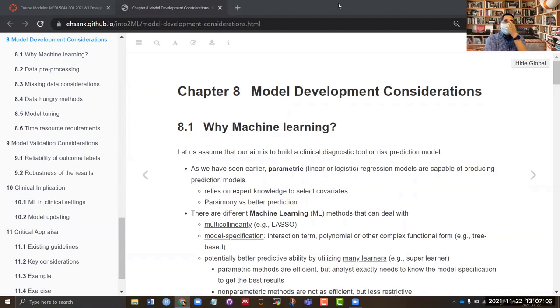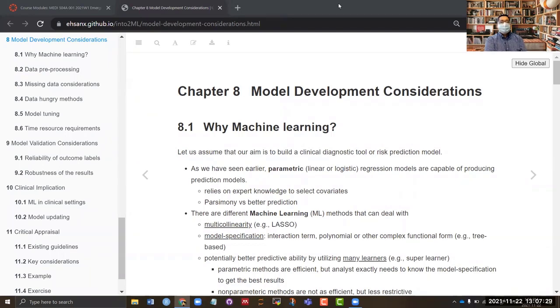So today we are going to talk about critical appraisal. What that means is that we are basically going to be discussing what are the things that we should look for when we are reading a research article that is using some sort of machine learning methods as a part of their analysis in that paper.